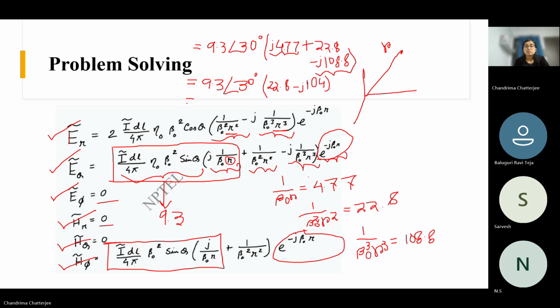And now we further simplify it. 0.8 square plus 104 square root gives 106.3. So this is 990. This is after the calculation. Okay, so the magnitude, simplifying this. And what is the angle? This is 30 degree and this part is tan inverse minus 104 divided by 22.8.